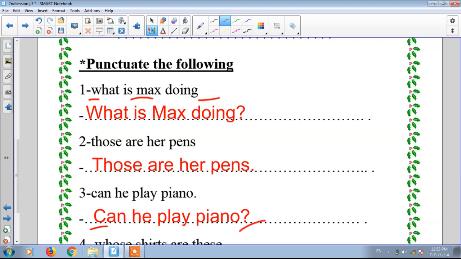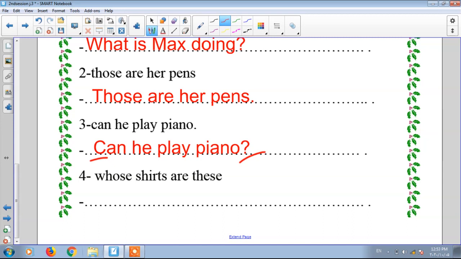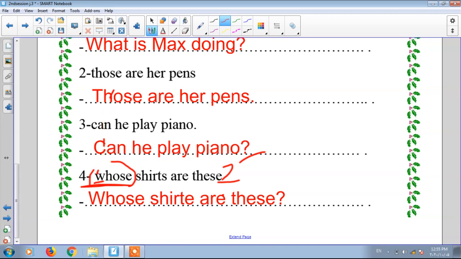Number four. Whose shirts are these? What are the mistakes here? Yes, a capital W and a question mark. And here we put what? Yes, question mark. So when we have "whose", question mark. When you have "whose", question mark. WH questions. Yes. So write a capital W and here we add what? A full stop? No. Why? Because I start with "whose". So I end my questions with what? Question mark. I write a capital W and a question mark.